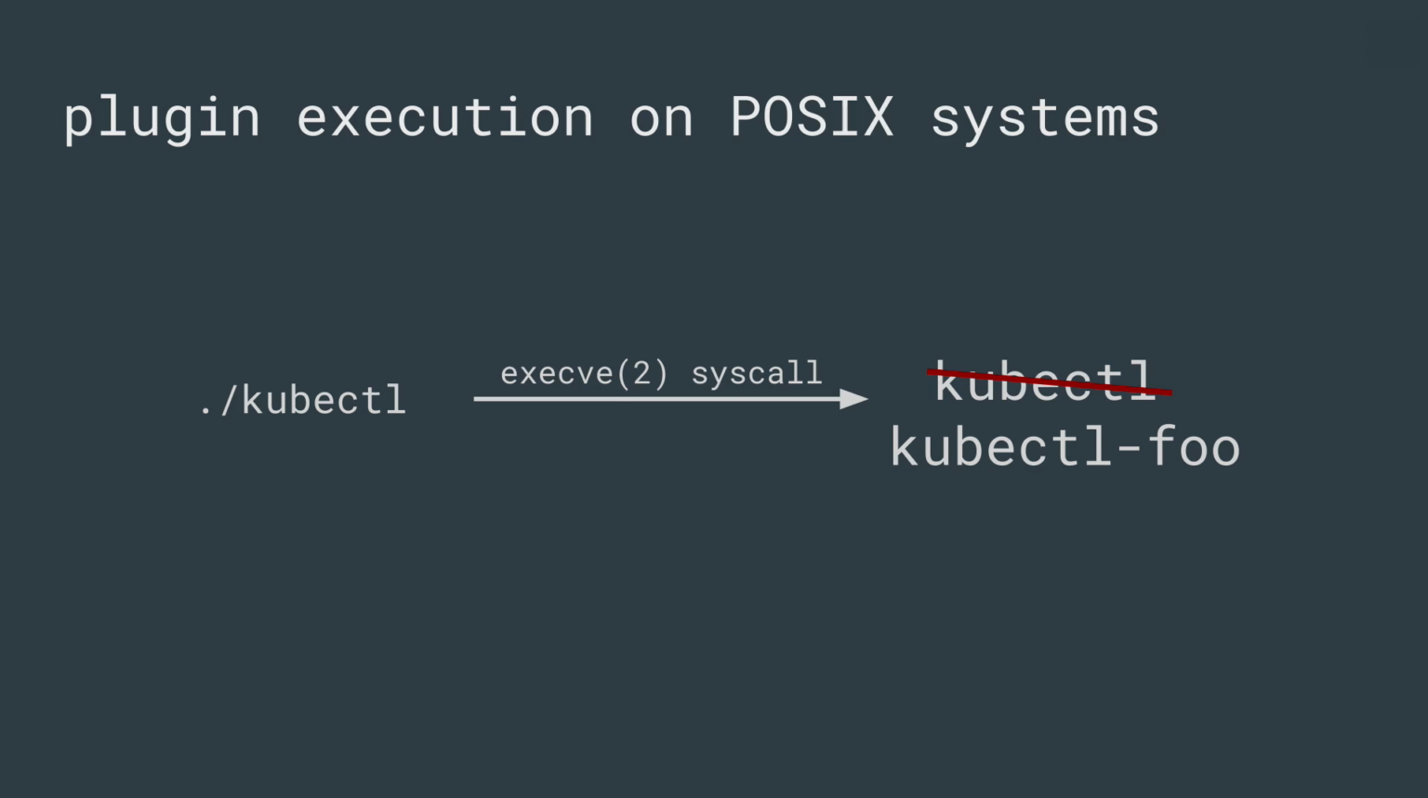Next, let's take a look at how plugins are executed. This is also something different between POSIX platforms and Windows. On POSIX platforms such as macOS and Linux, kubectl uses the execv system call to execute the plugin binary. With the system call, the kubectl process itself goes away and it is replaced with the plugin process. In this case, imagine your plugin exits with status code 0 indicating success. The kubectl invocation will also exit with the same status code.